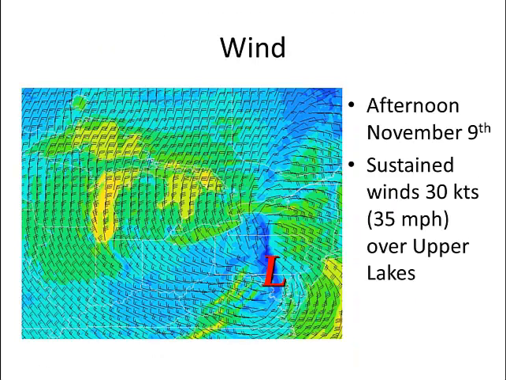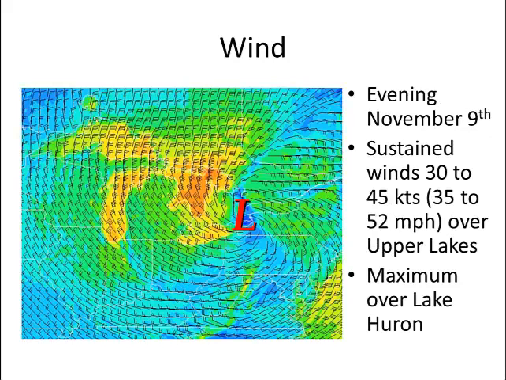When we look at the wind profile of this storm, our surface low on the afternoon of November 9th was just entering Pennsylvania. Still, at this point already, there were some pretty significant winds going over the Great Lakes. Everything in yellow over Lakes Huron, Michigan, and Superior indicates winds of 30 knots or more. That's roughly 35 miles an hour. These are the sustained winds and not the gusts, which we'll look at in just a little bit.